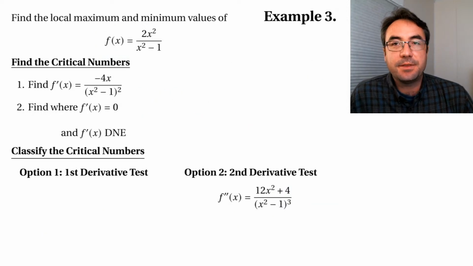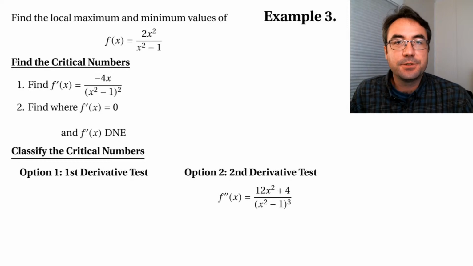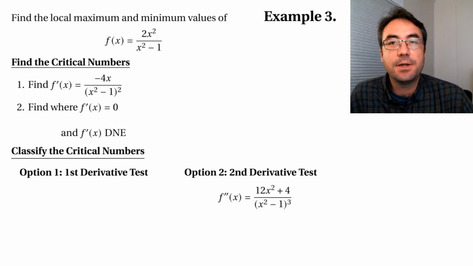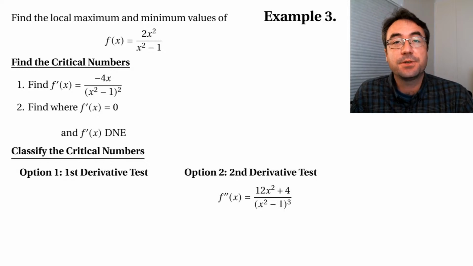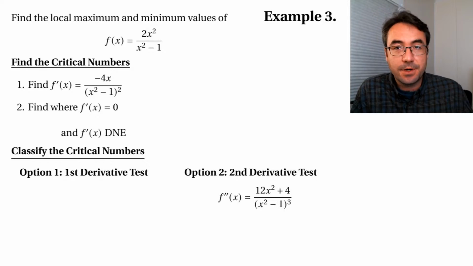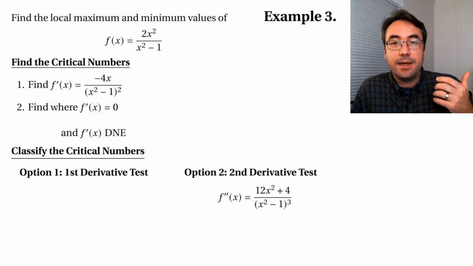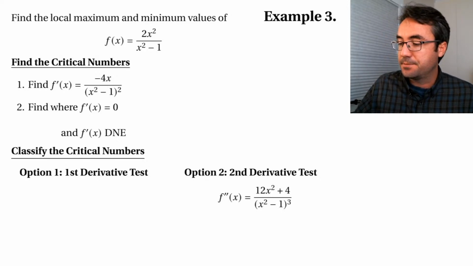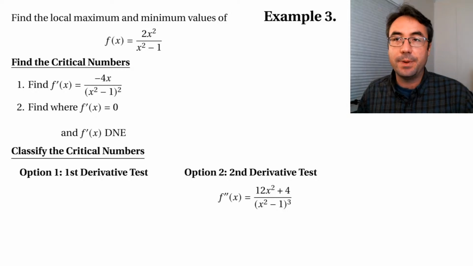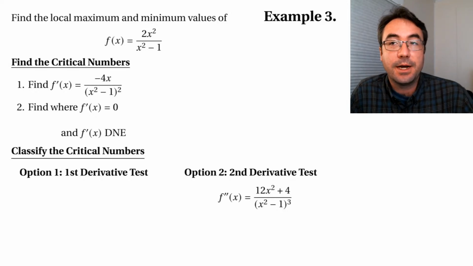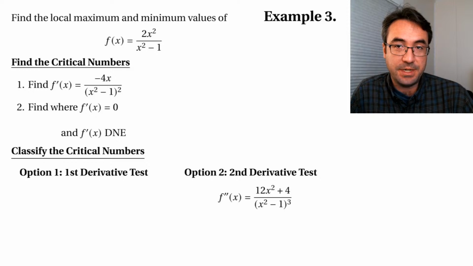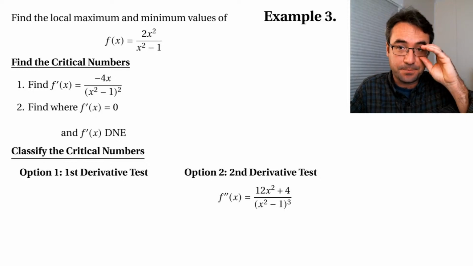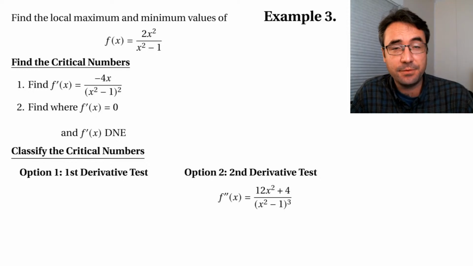All right, let's look at the other function we considered, 2x squared over x squared minus 1. We want to find the local max and local min of this function. So the procedure is we'd find the critical numbers, and we did all this before. You can go back in your notes to our intervals of increase and decrease and see all our work for this. But we found the first derivative. It was negative 4x over (x squared minus 1) squared.